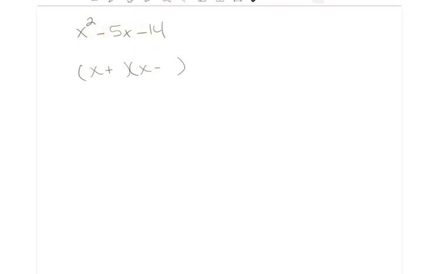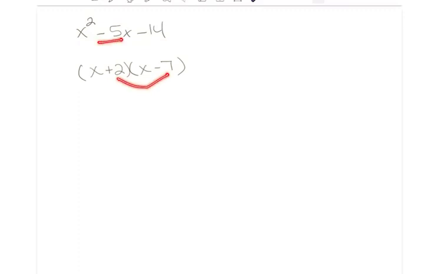So now I just have to figure out which one's going to be positive and which one's going to be negative. Yeah, it's going to be negative 7, because I have to get to negative 5. So this would be the negative 7, and this would be a positive 2. And then I just always do a quick check. When I multiply these two together, what do I get? Negative 14. Yep.